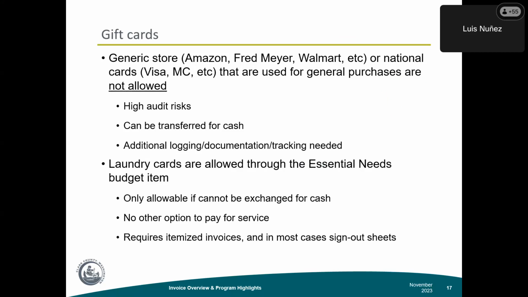Laundry cards are allowed under the essential needs budget category. They're only allowed if they are explicitly shown that they cannot be exchanged for cash, such as vouchers for specific laundromats, and if there's no other option to pay for that service. These do require an itemized invoice to show how many cards were purchased, and also a log sheet for the clients that are being given the laundry cards. Next slide.